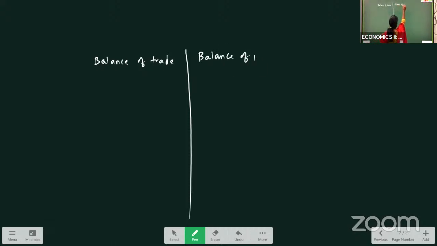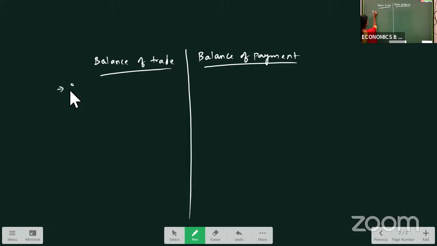Balance of trade and balance of payment. Okay, so now let us see the difference here. First, you see what is balance of trade. It is a narrow concept. Why? Because we are considering only visible items. Invisible items are not considered.